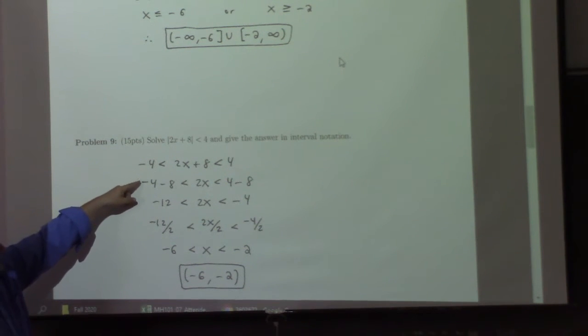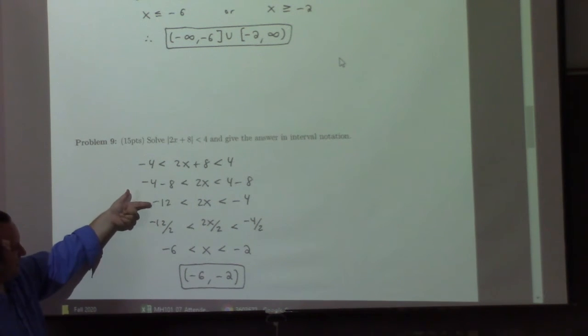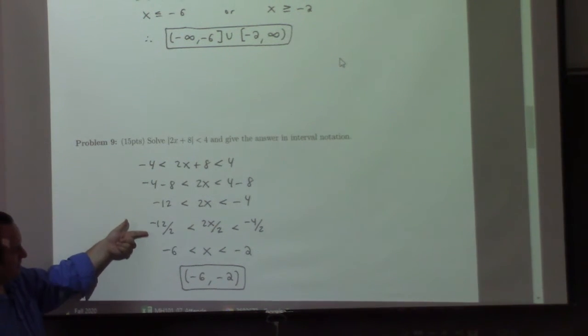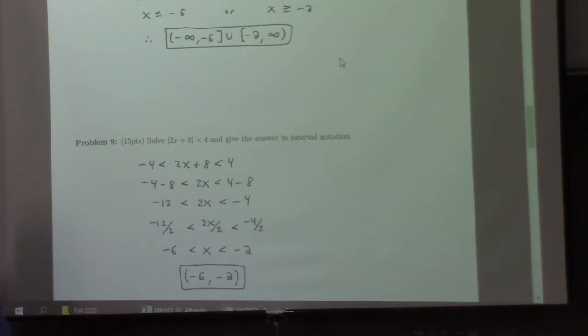So minus 4, I subtract 8 across the inequality, then I simplify, then I divide by 2, and that gets me to minus 6 less than x less than minus 2.